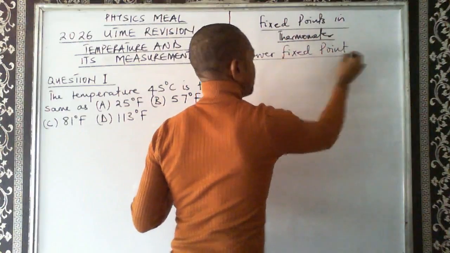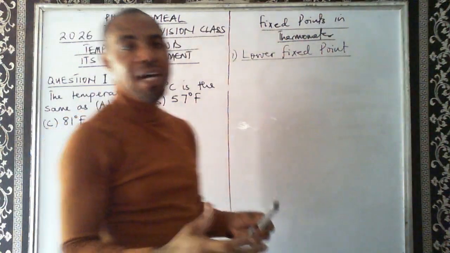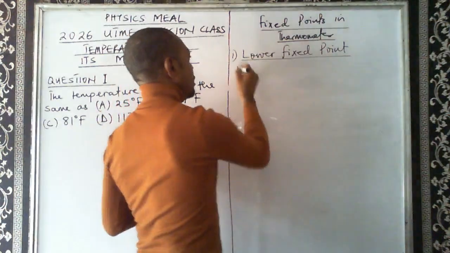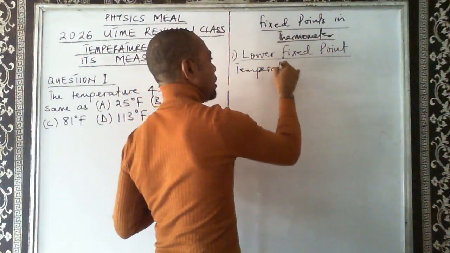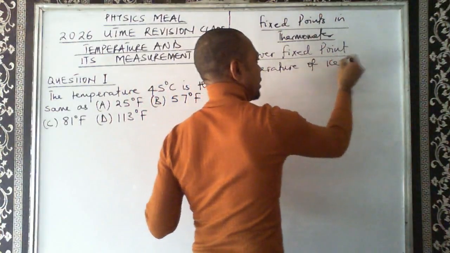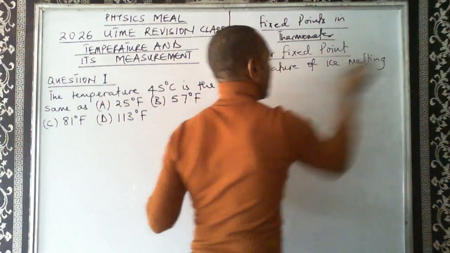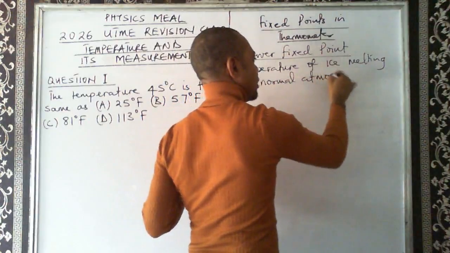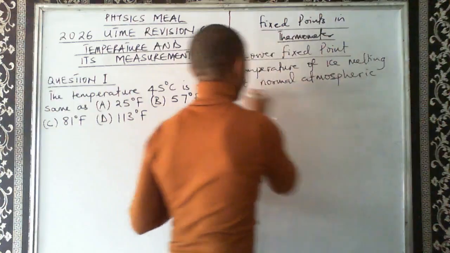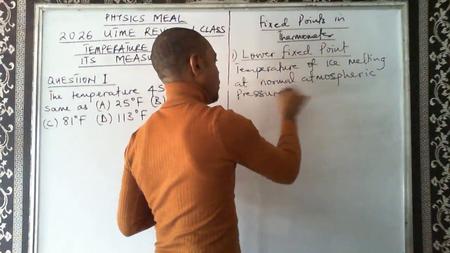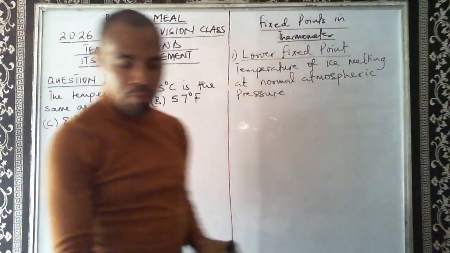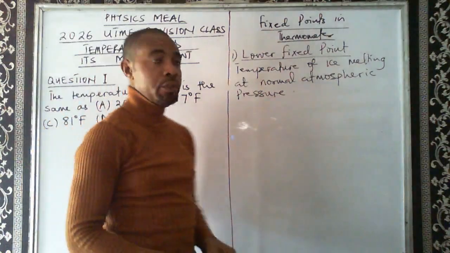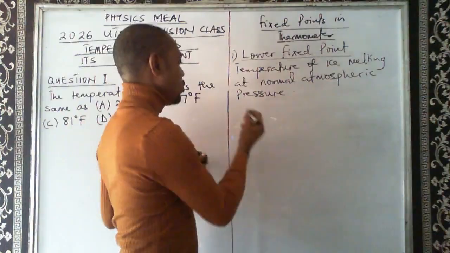So what's the lower fixed point? Lower fixed point is the temperature of ice melting at normal atmospheric pressure. That's what we mean by the lower fixed point: the temperature of ice melting at normal atmospheric pressure.